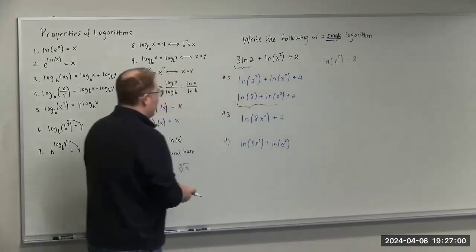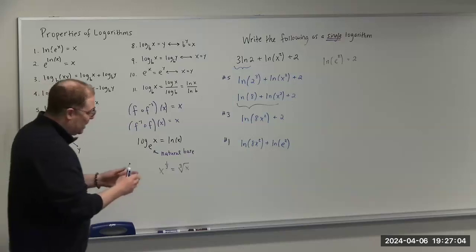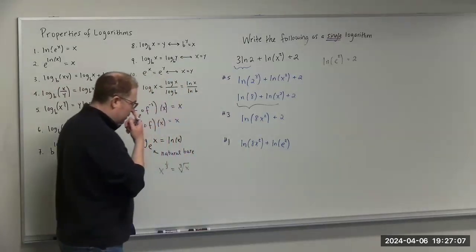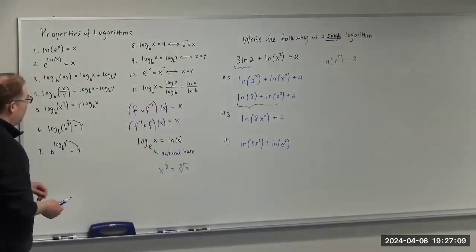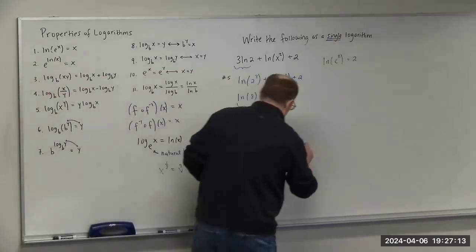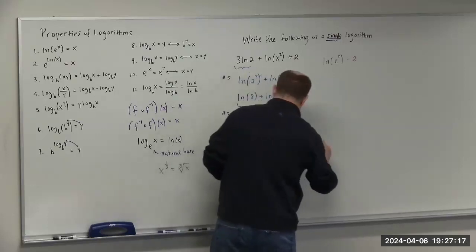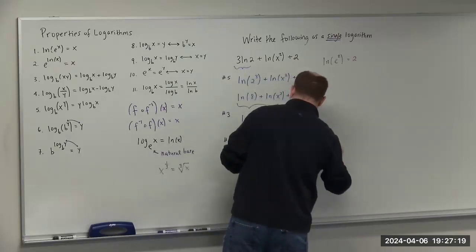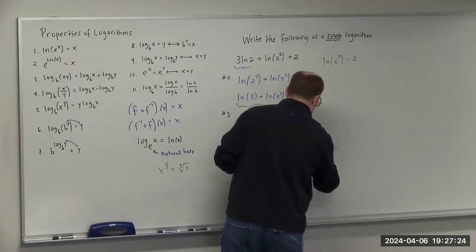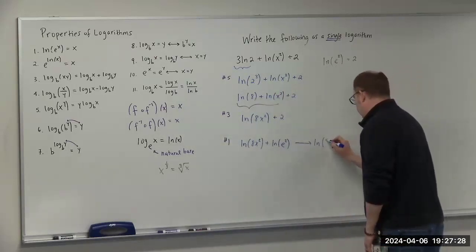Okay, there we go now. So now we have natural log of 8x squared plus natural log of e squared. And then again, we can utilize number 3. So this is the same thing as natural log of 8x squared times e to the second power. Okay? In fact, I'm going to write it this way.